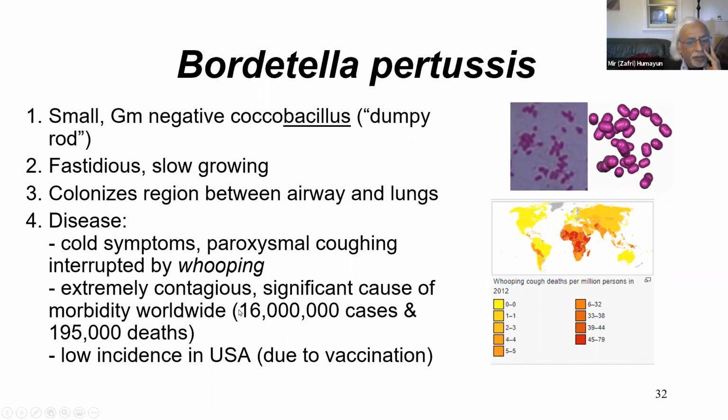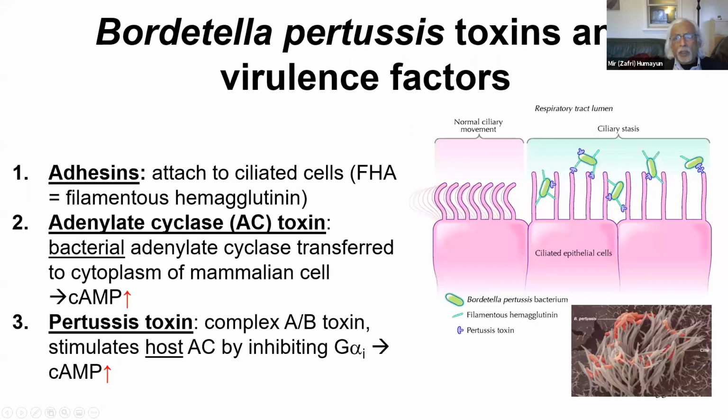It's an extremely contagious disease and is a significant cause of morbidity worldwide. About 16 million cases and about 200,000 deaths annually worldwide. However, in the United States, the incidence is very low, again, because of vaccination. So Bordetella has an important virulence factor called filamentous hemagglutinin, but it has two exotoxins.